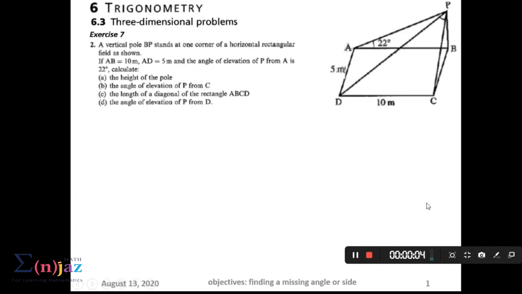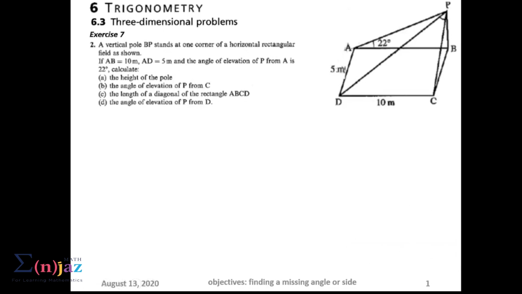Hi there! We're learning today how to solve three-dimensional problems using trigonometry rules. If we read the question together and have a look at the diagram that is provided in this question, a vertical pole PB (vertical means 90 degrees on the plane) stands at one corner of a horizontal rectangular field as shown.